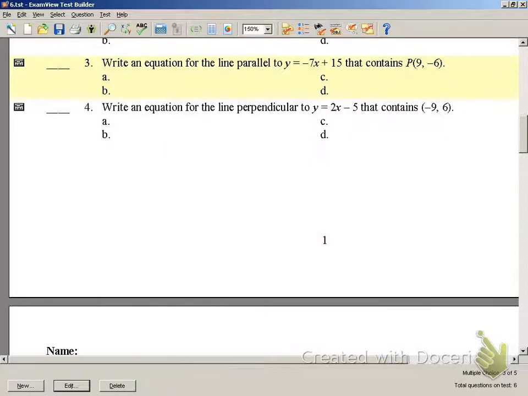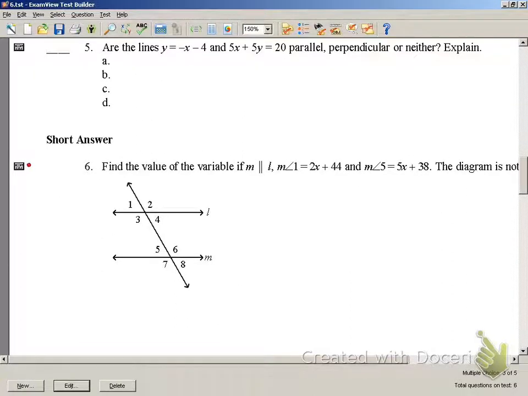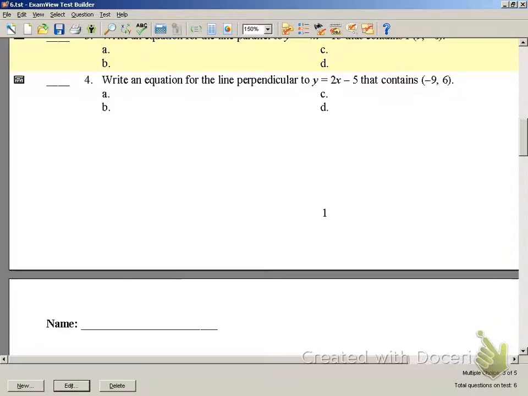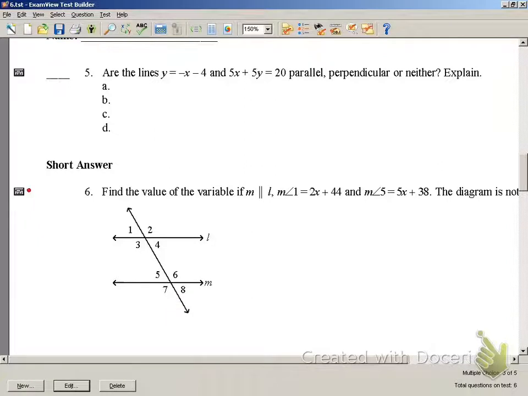Number 5. Number 5, are the lines parallel, perpendicular, or neither? And they give us two lines. We have y equals a negative x minus 4, and we have 5x plus 5y equals 20. So we want to determine if they are parallel, perpendicular, or neither. So in order to do that, we have to find the slopes of both lines. Once we find the slopes of both lines, let's compare them.